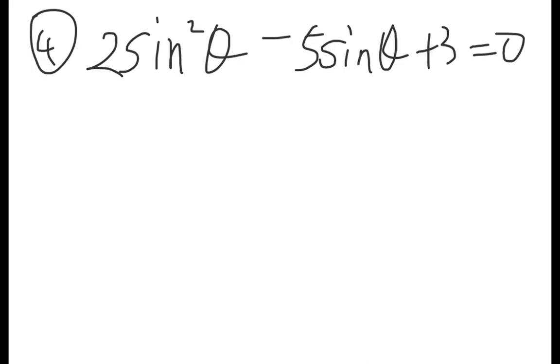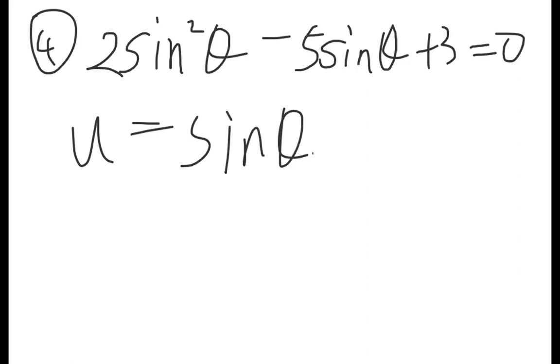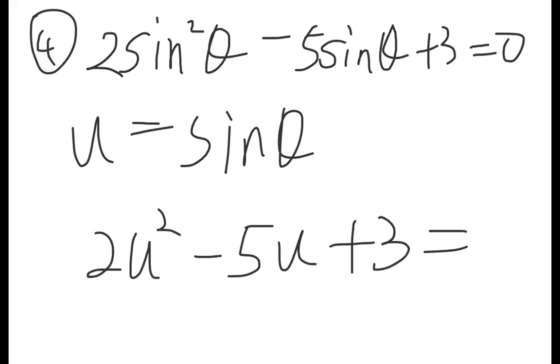So in this case, we use another variable to represent sine theta, right? So sine square becomes u square, minus 5 sine becomes minus 5u, plus 3 equal to 0, right? So this is a quadratic equation, right? In this case, the variable is u, right? So we want to solve for u.